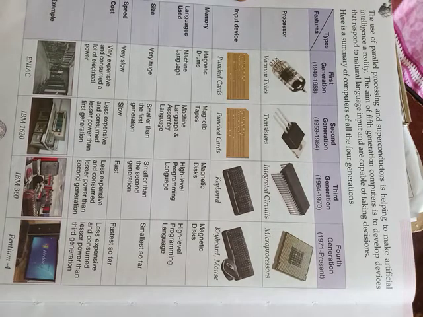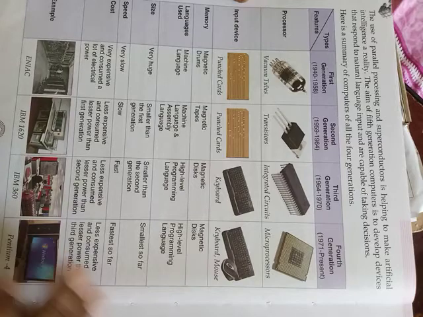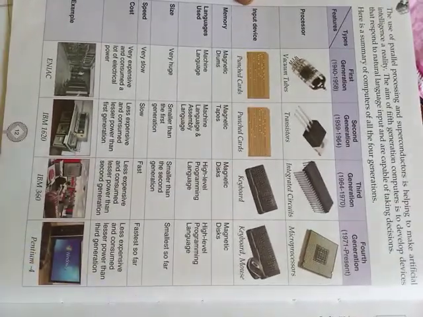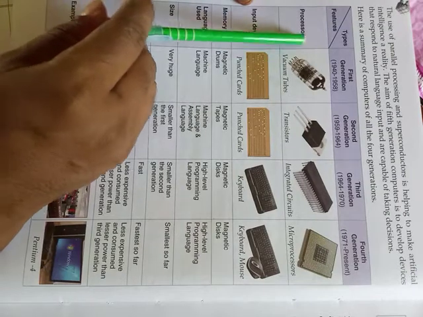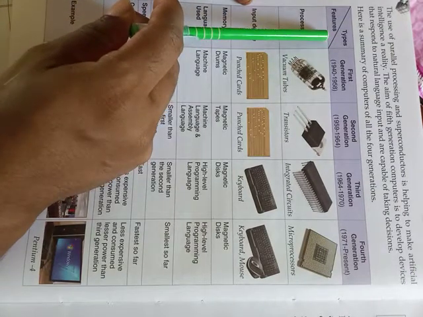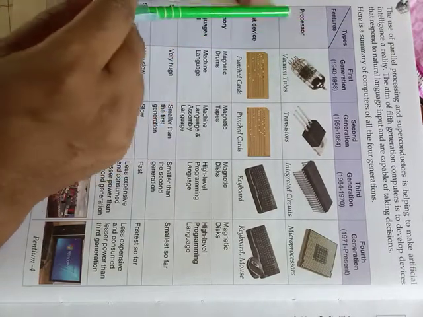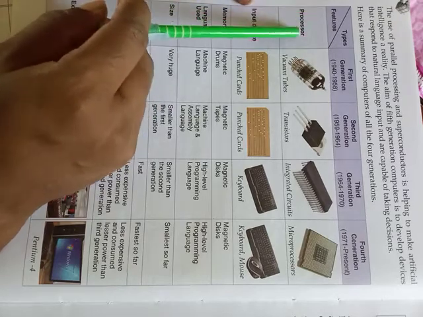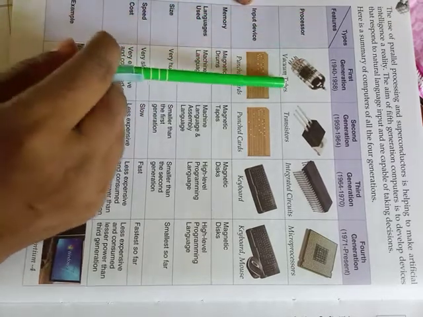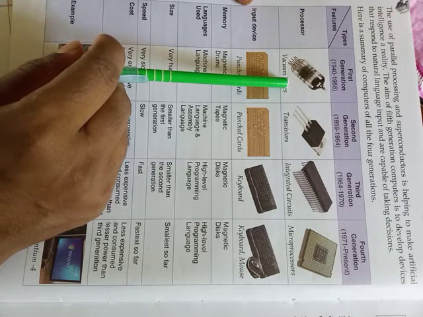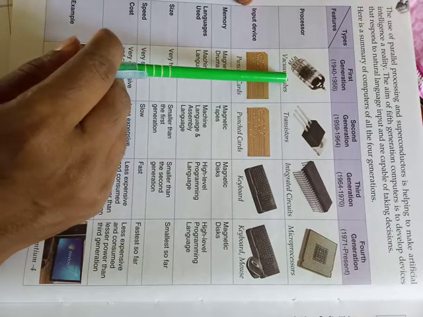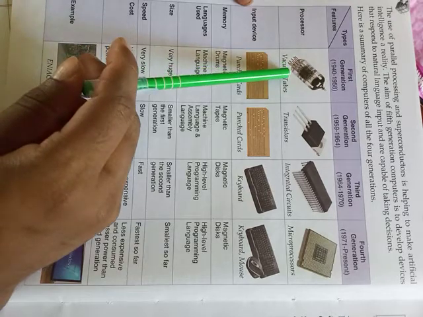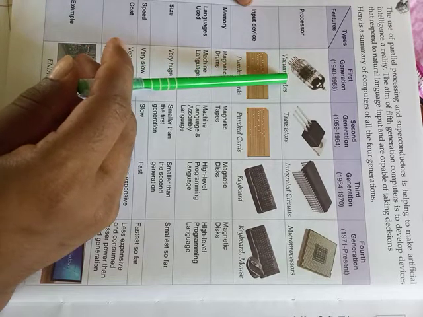Now let us open page 12. So let us discuss the types or features. First we will discuss the processor. In first generation computers, the processor was vacuum tubes. These were so heavy and very large.